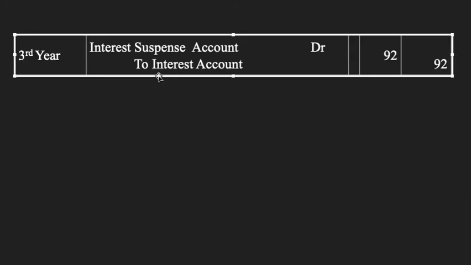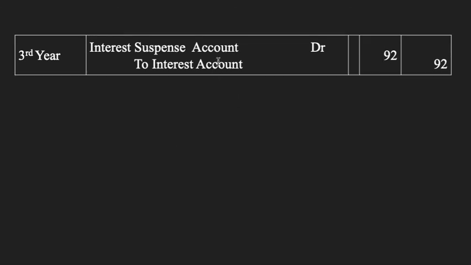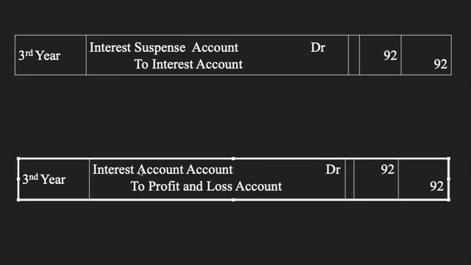Interest suspense account to interest account, debit interest account. How much is the amount? The amount is 92 rupees. Then this same amount, 92 rupees, is going to be transferred to the profit and loss account for the third year, and hence interest account debit to profit and loss account. How much is the amount? The amount is 92 rupees.